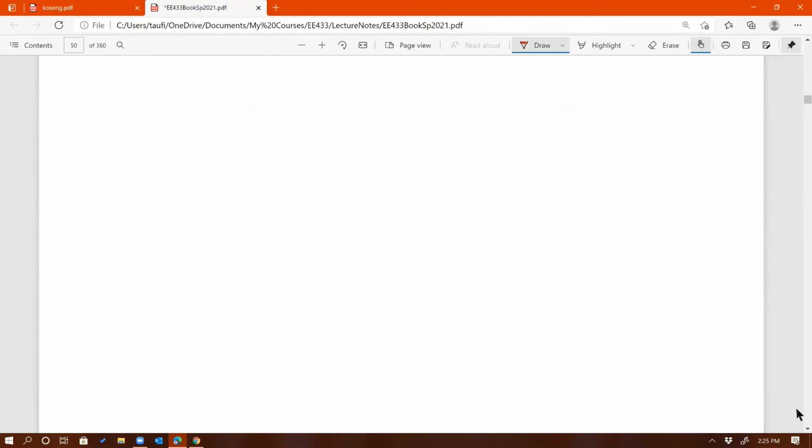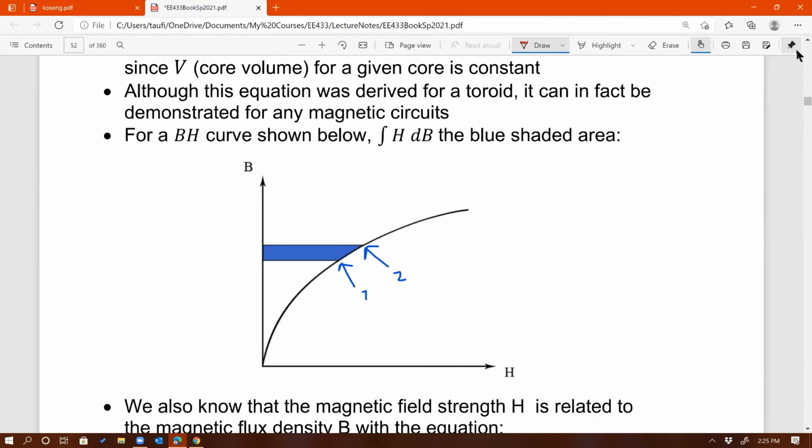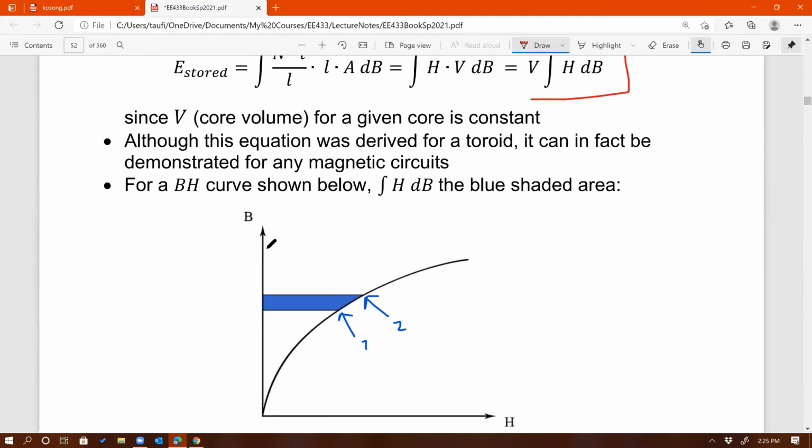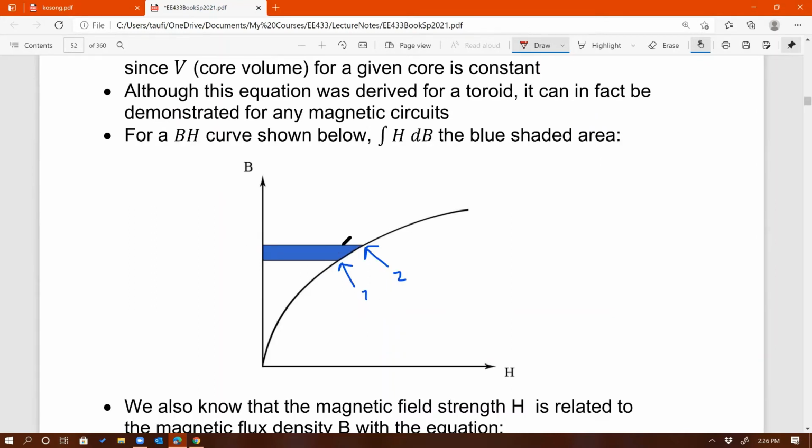Okay, going back to that page, we are not done yet. Although this equation was derived for a toroid, it can also be applied for any other cores. For the BH curve shown below, that I explained to you earlier, this equation just means that you find the area under the curve with respect to B. That's typically what you get for a magnetic core, a BH curve, and the energy stored would be the area under the BH curve with respect to B.